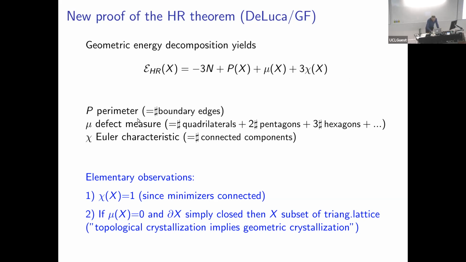Perimeter equals the number of boundary edges, with the right way of counting them. Defect measure is the number of quadrilaterals plus twice the number of pentagons, 3 times the number of hexagons, etc. So it penalizes the non-triangular faces, and the less triangular they are, the bigger the penalty. And the Euler characteristic is just the connected components. So we're interested in minimizers.